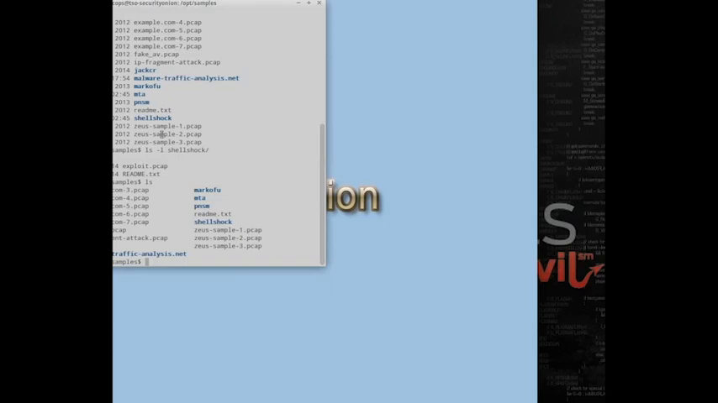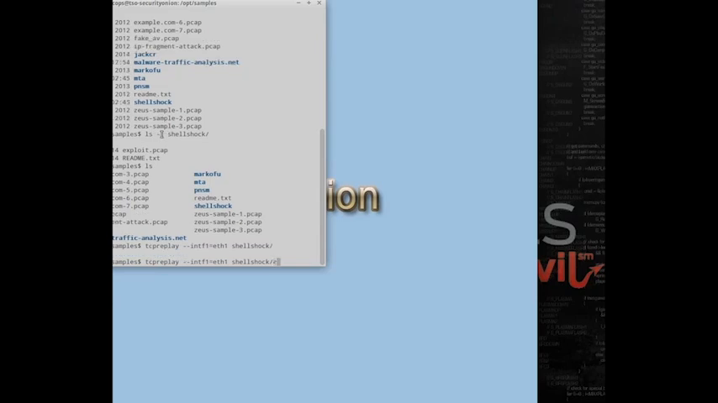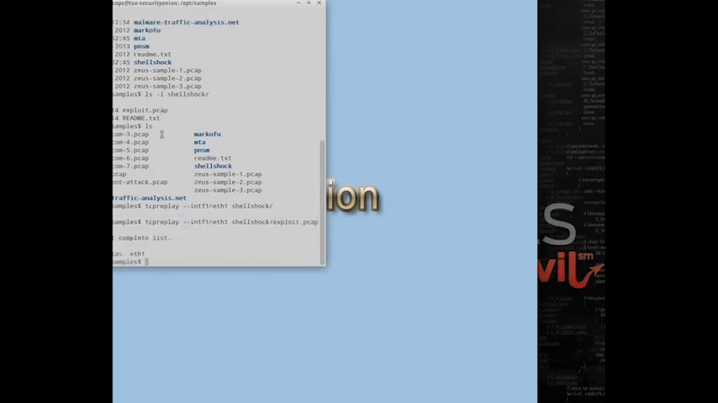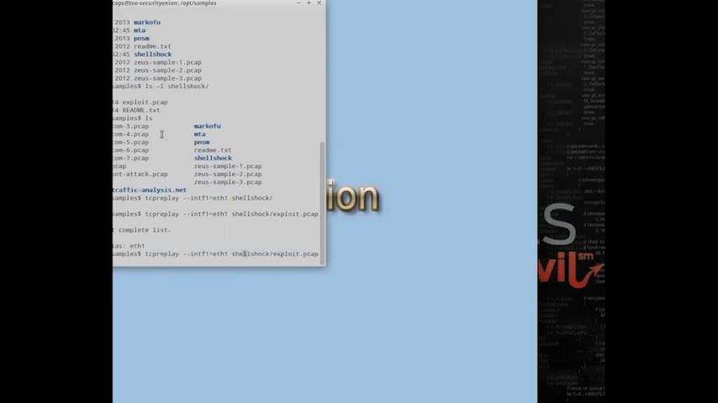Back over to my terminal. So, tcpreplay, pointed at eth1, and let's go ahead and do the Shellshock PCAP real quick. That should run fairly fast. Exploit.pcap. I get my helpful reminder that I need to be root, so sudo.